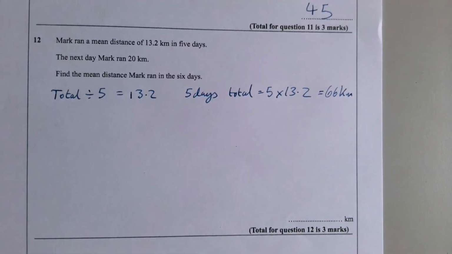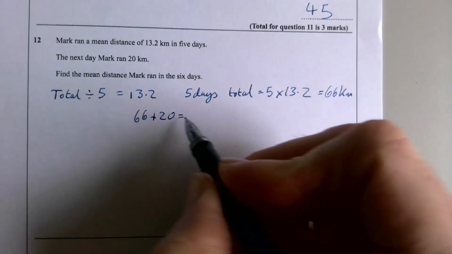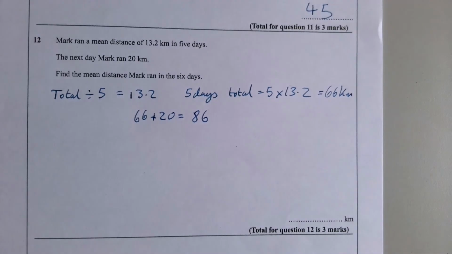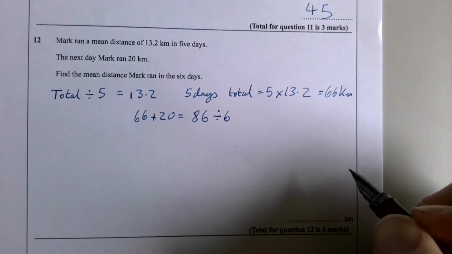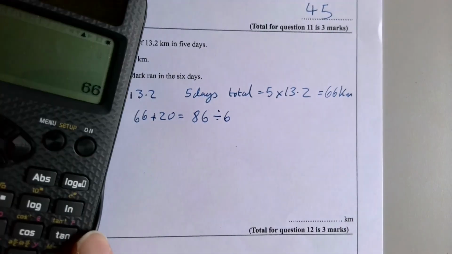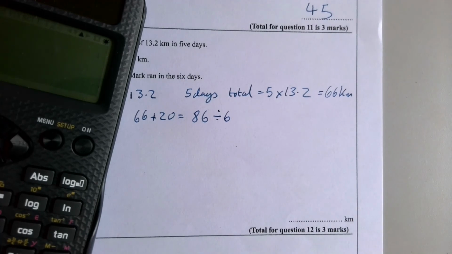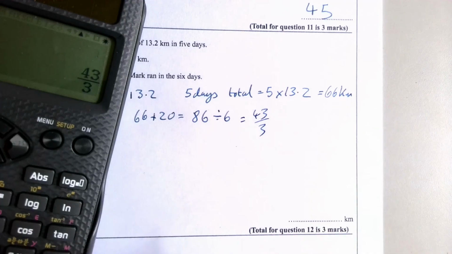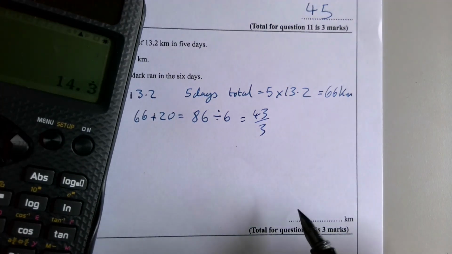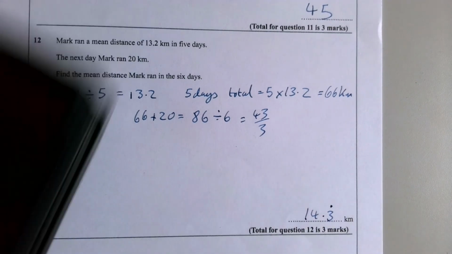The next day he's run 20 kilometers, and we need the mean for the 6 days. Well, the total for the 6 days will be 66 plus that 20, making 86 kilometers, and that 86 needs to be divided by 6. Now, as I said, we're going to use a calculator here, so plus 20 equals that, divide that by 6, and it says 43 over 3. If I press SD, it says 14.3 recurring, or you could put 14 1/3.